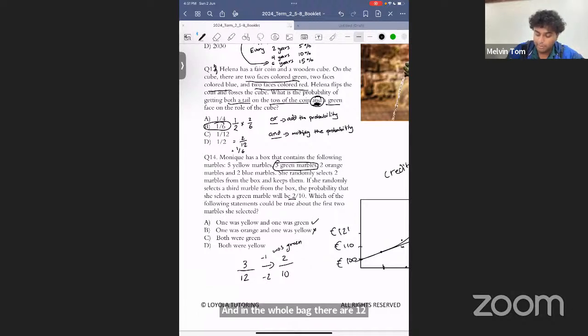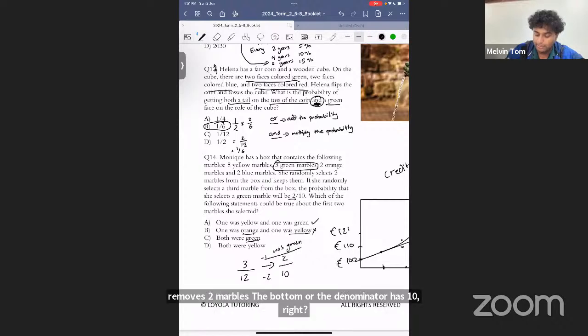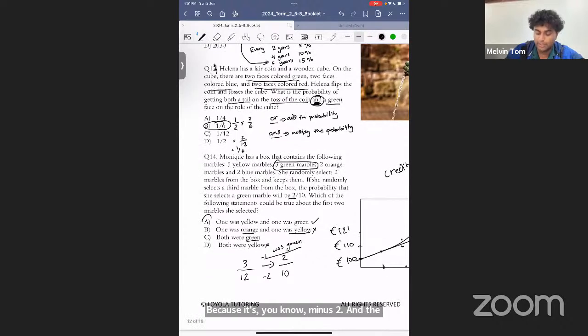It can't be option B because both of them are not green. It can't be option C because only one green marble was chosen, and it can't be D because one green marble was chosen. So the answer is A.